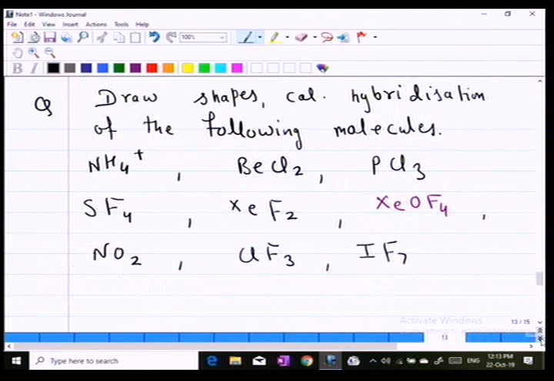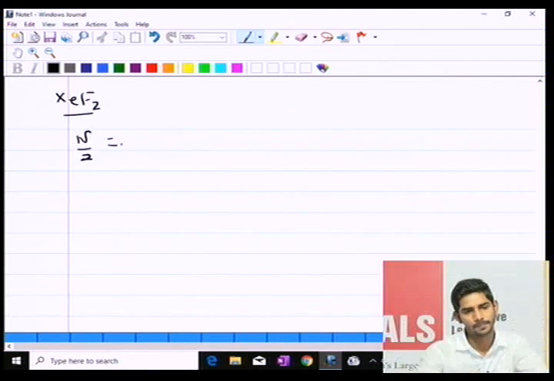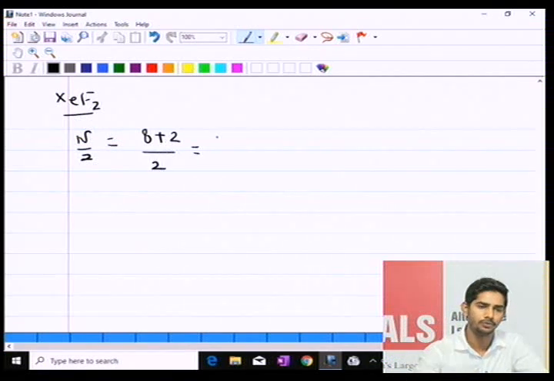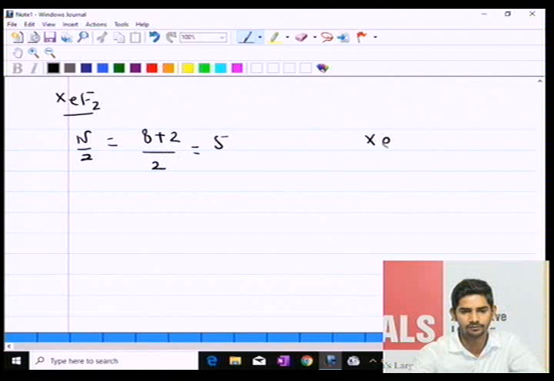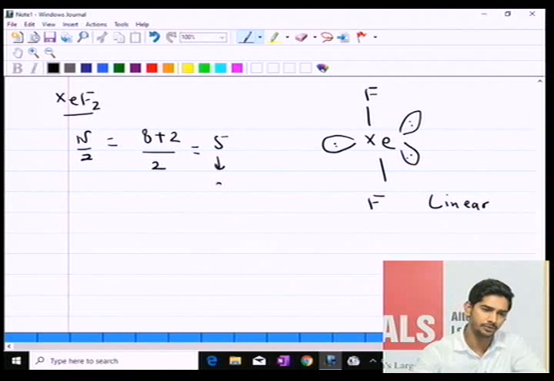Then XeF2. n/2: 8 plus 2 by 2 will be equal to 5. So this is actually this one. This is your linear. Hybridization will be sp3d.